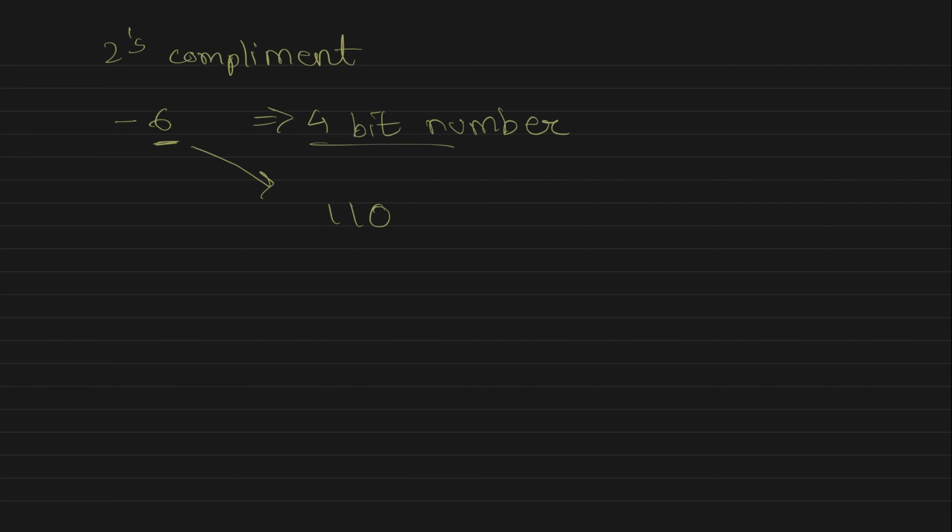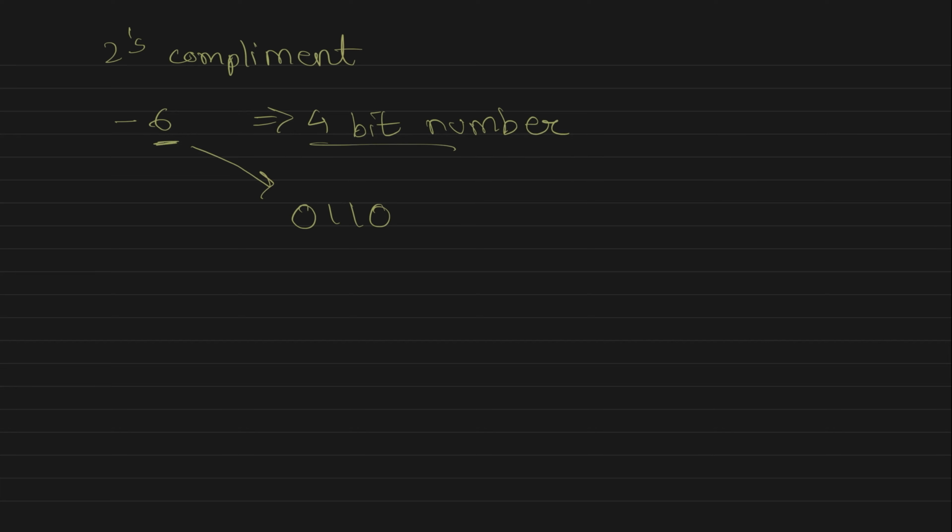Since we are taking 4 bits, the most significant bit would be represented as 0. But now we want to store -6, right? And this number represents +6, but not -6. So how do we convert this to -6? This is the question.